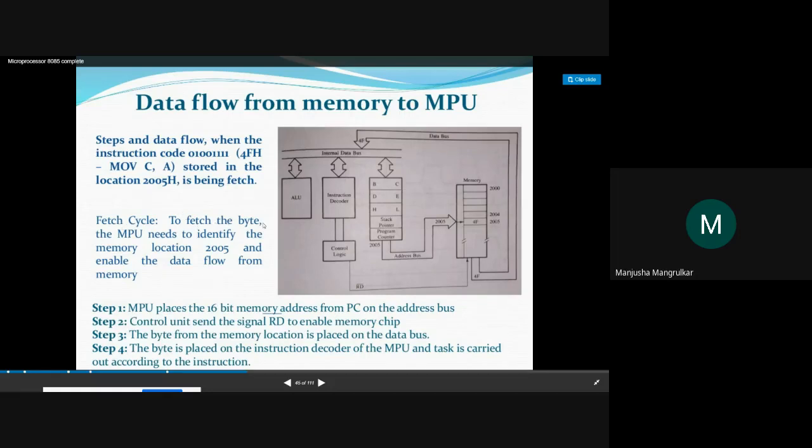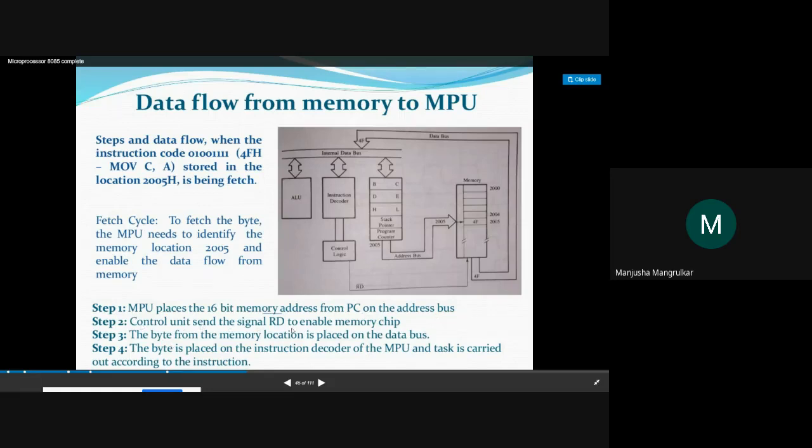Now see the fetch cycle to fetch the byte. The microprocessor needs to identify the memory location 2005 and enable the data flow from the memory. Now it is enabling the data flow. The microprocessor places the 16-bit memory address from the program counter onto the address line. This is the first step.